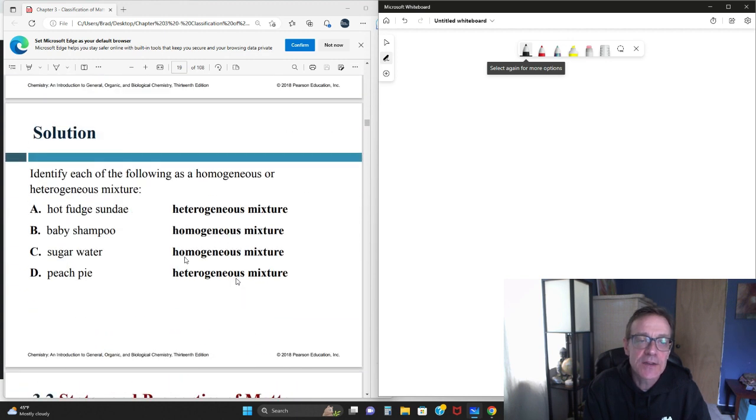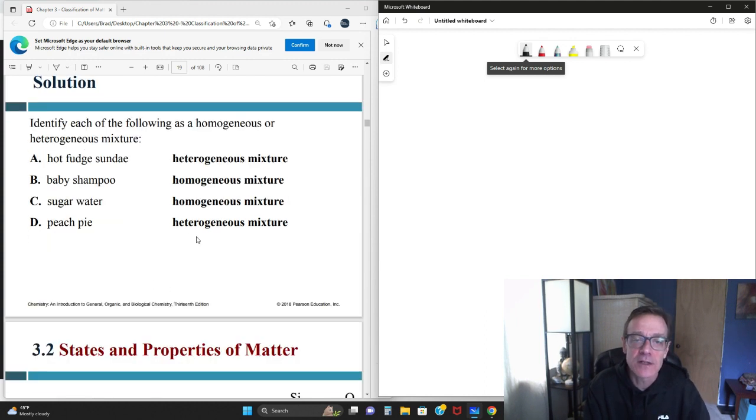Okay, and another example, a heterogeneous mixture is a sundae. Shampoo is a homogeneous mixture. Sugar dissolved in water, completely dissolved, is considered a homogeneous mixture. And a pie would be heterogeneous.